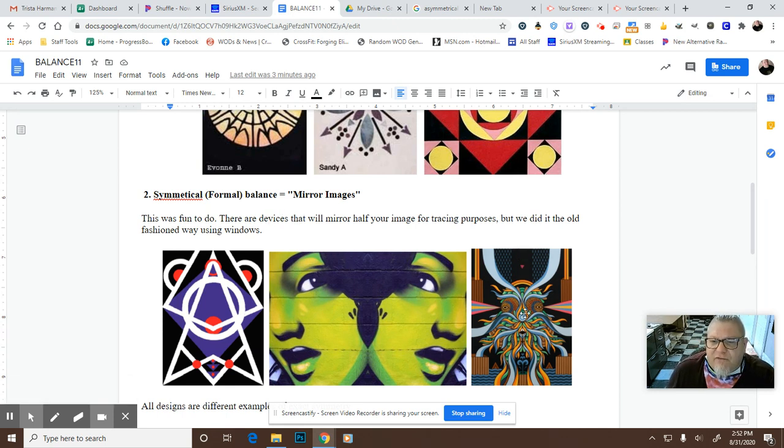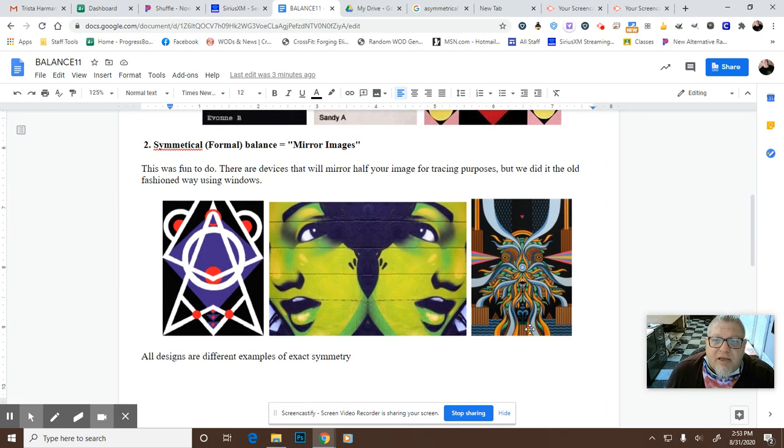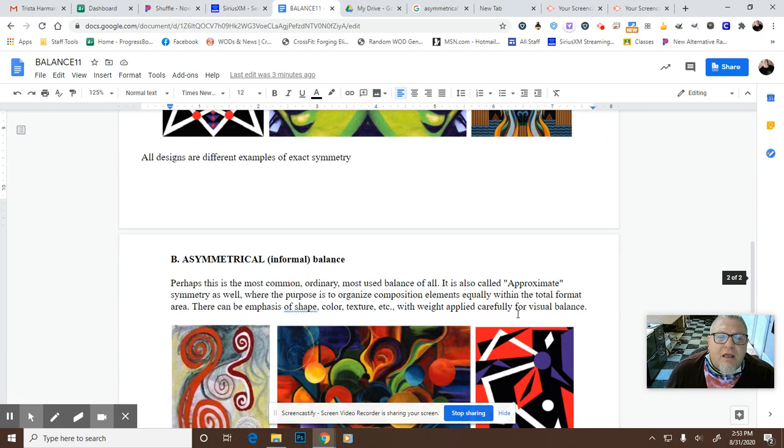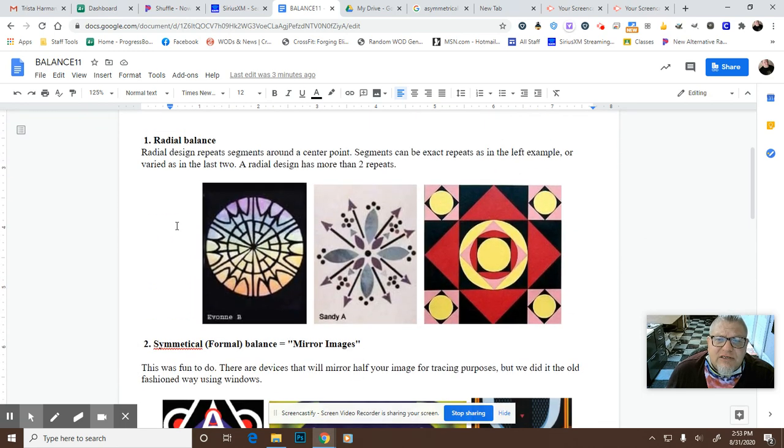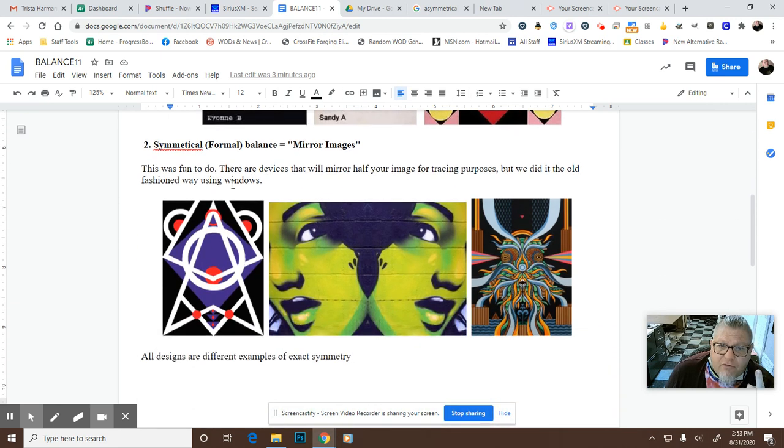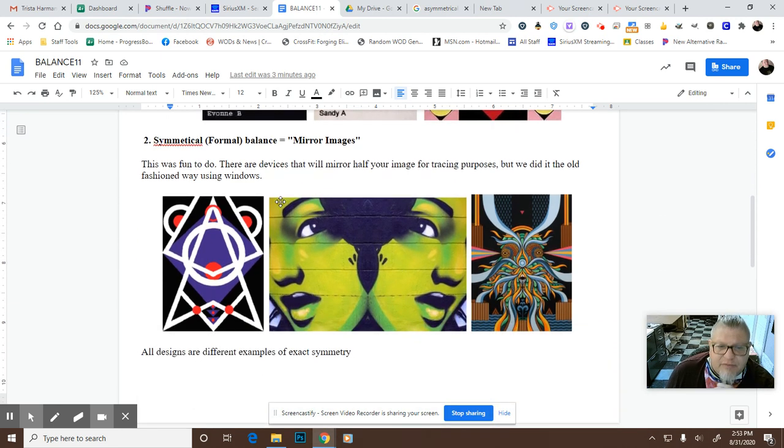Same with this image. If we fold it on the vertical, this side is going to be the same as that side. If we fold it on the horizontal, the top is not going to be the same. So you need to make sure you're paying attention to that. Remember, radial balance uses two lines of symmetry. Symmetrical formal balance uses one line of symmetry.